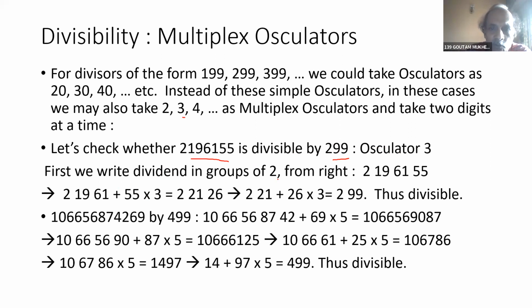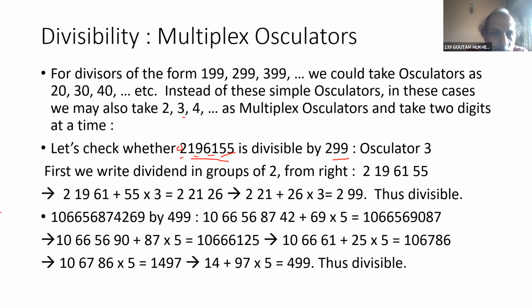We first write the number in groups of 2 from the right, mind it. If I divide it from the left, as 21, 96, 15, and 5, it will not work. You have to do it as 2, 19, 61, and 55. Do you understand this? So the number was 2196155. From the right, we group in numbers of 2. First is 55, then 61, then 19, and then finally 2. You can consider it as 02 also.